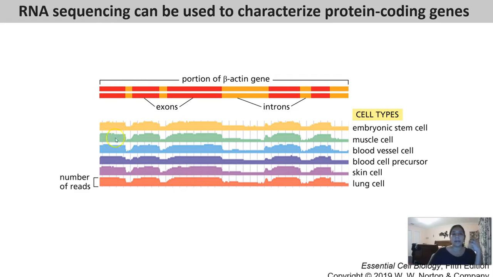This is probably because these exons are going to be part of the mature RNA, while the introns are going to be in that original transcript but then spliced out, so they'll be gone. That's why you still get some RNA reads from those intronic sequences as well.